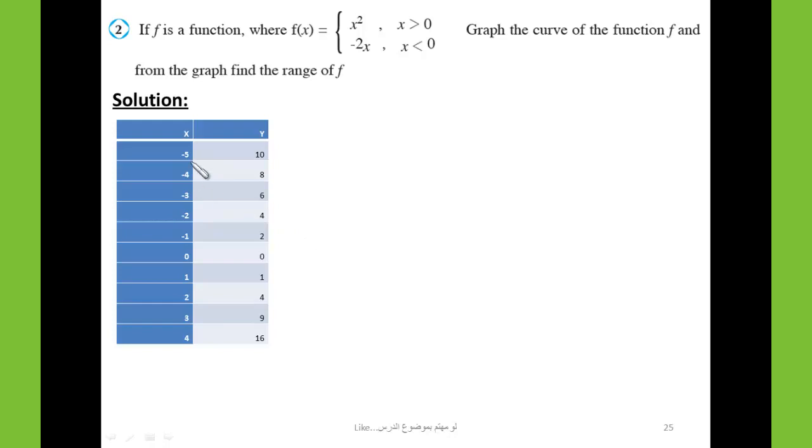So we take some points, negative 5, we substitute it in the second branch. When you put x equals negative 5, f of x equals 10. Negative 2 multiplied by negative 5 equals 10. We take another point, negative 4. Negative 4 multiplied by negative 2 equals 8, and so on till you get 0. Substituting 0, negative 2 times 0 equals 0.